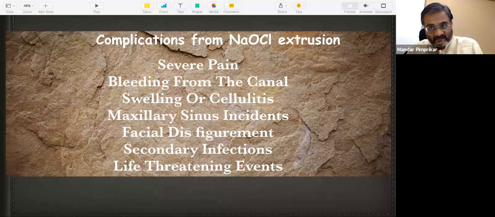Now, a second incident can happen. The second category is when you exceed the pressure on the syringe while doing positive pressure irrigation. When you exceed 30 millimeters of mercury, which is the sinusoidal pressure or exceeds the venous pressure, then your irrigating solution can go in excess with pressure into the periradicular tissues. Once this happens, patients start experiencing severe pain. There could be bleeding from the canal. There could be swelling or cellulitis. So this is the second category.